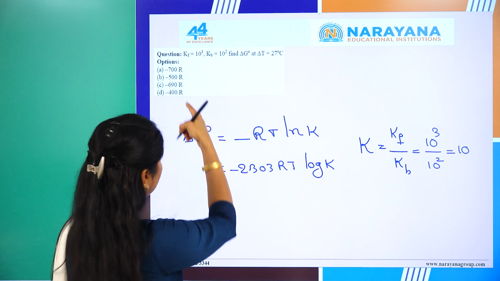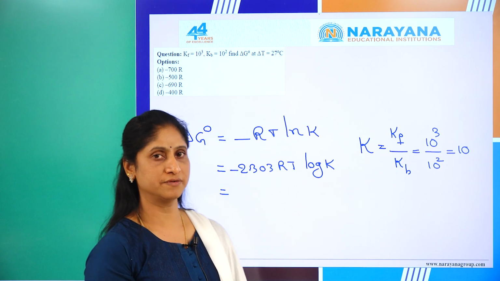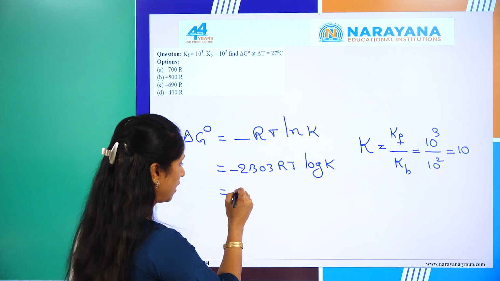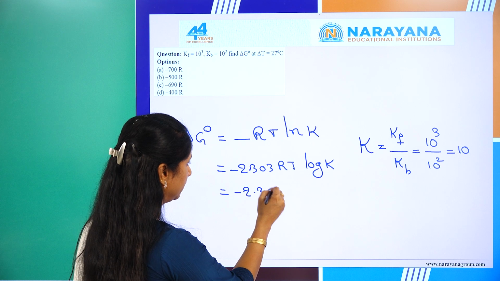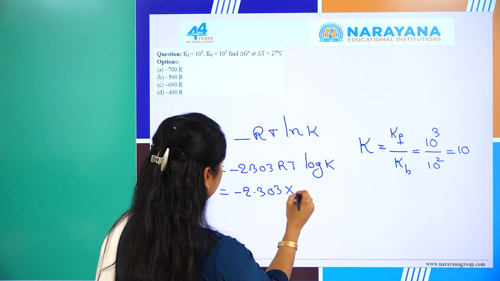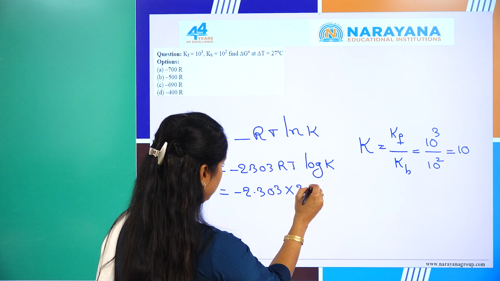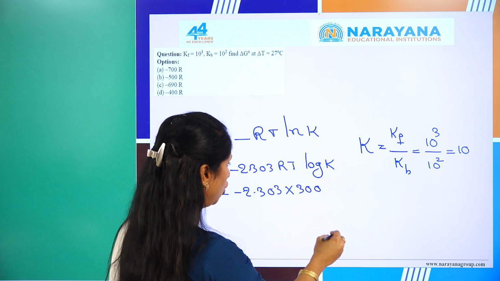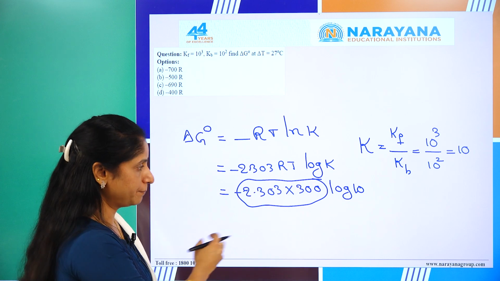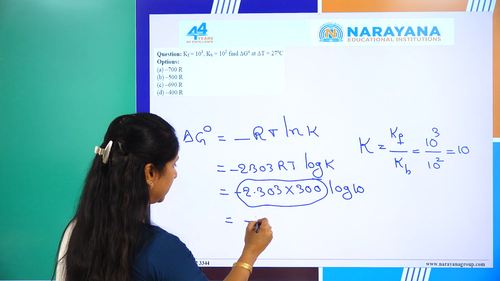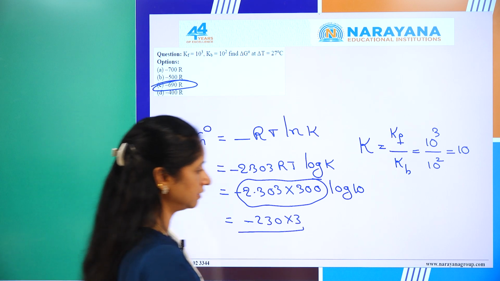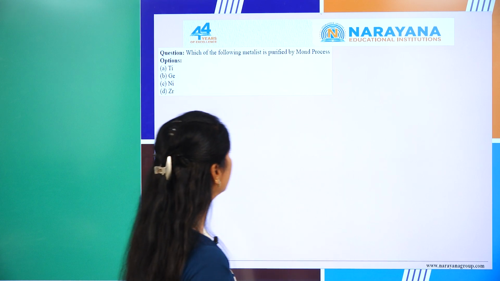No need to substitute the R value, as in all the options they are keeping the universal gas constant. So in terms of R they are asking you to calculate. Therefore I can write minus 2.303, keeping the R as such. The temperature given is 27 degrees Celsius, that is 300 Kelvin, whereas log 10 is 1. So you should do an approximate calculation of 230 with 3, and you get minus 690 R. That is the answer. So let us see the next question.